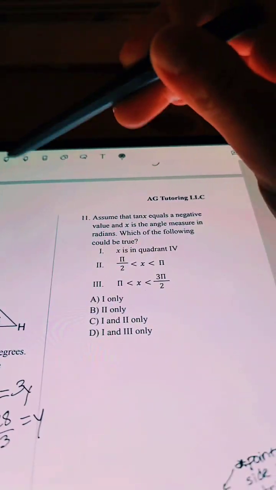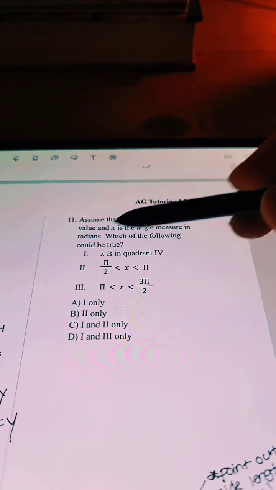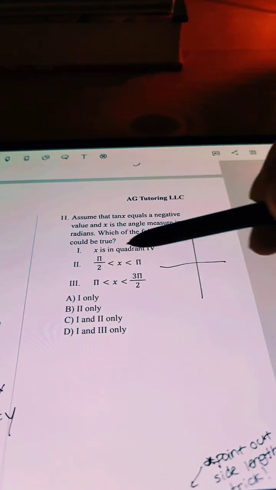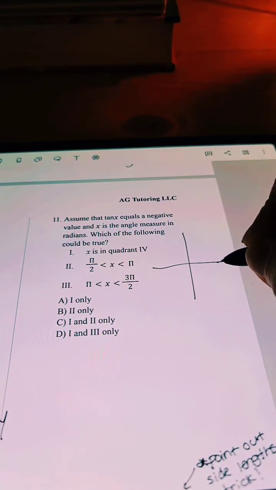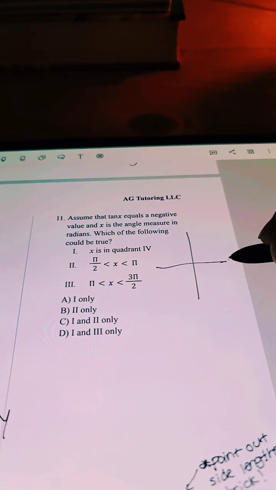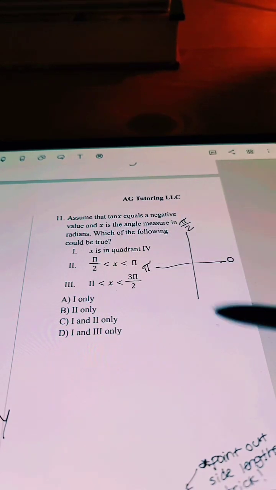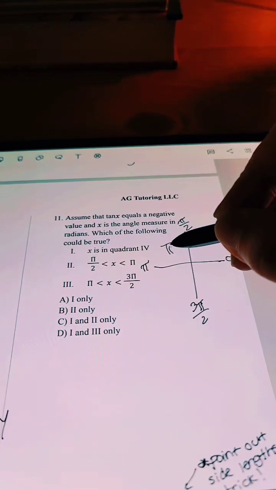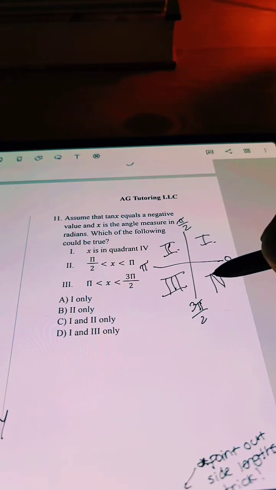Okay, number 11. Assume that tan x equals a negative value and x is the angle measure in radians. Which of the following could be true? So let's visualize this in terms of quadrants. Remember, if you learned the unit circle thing that they have you memorize, this is 0, this is pi over 2, this is pi, if we're thinking in radians, and this is 3 pi over 2. And then this is quadrant 1, this is quadrant 2, this is quadrant 3, and this is quadrant 4 right over there.